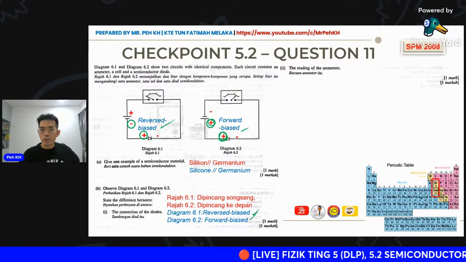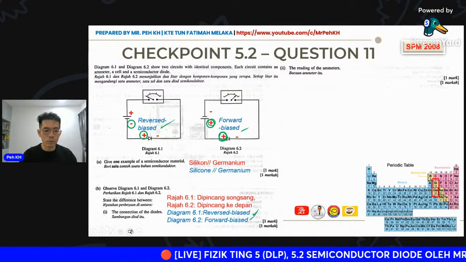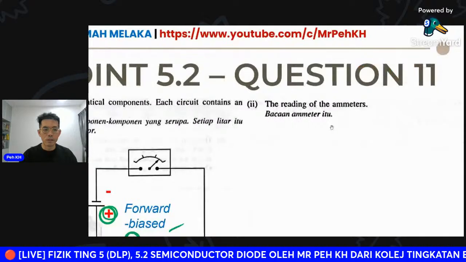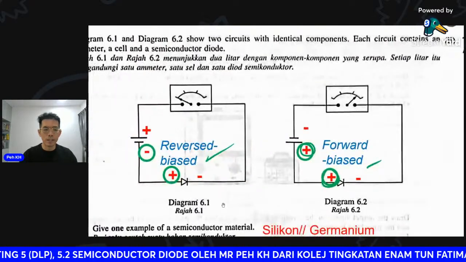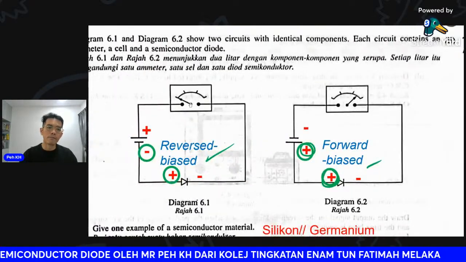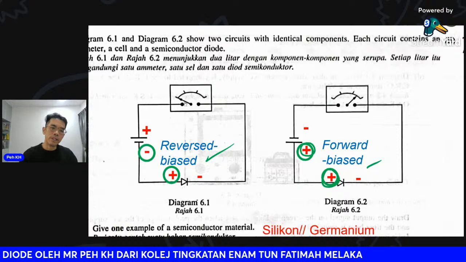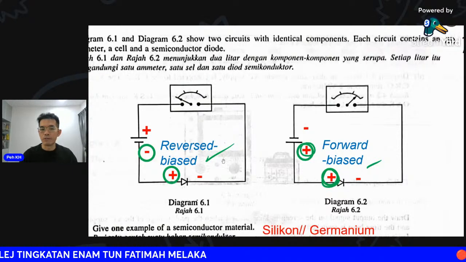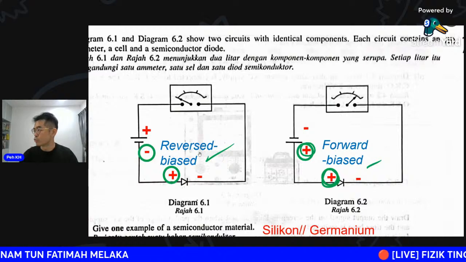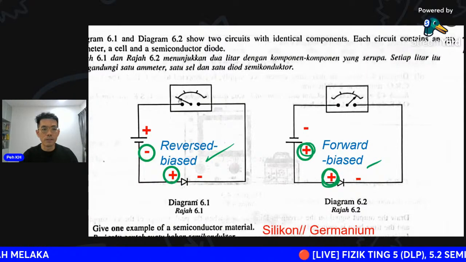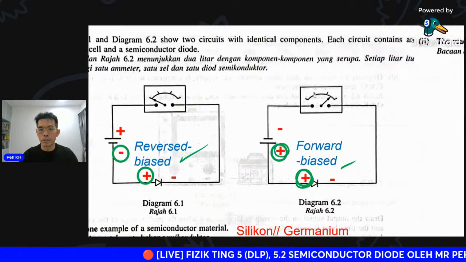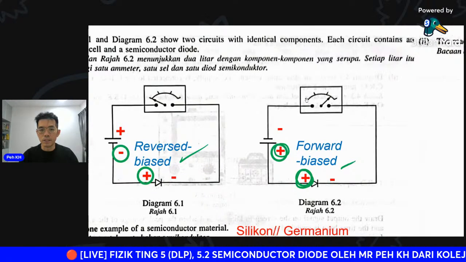Okay, so the next question asks you to read the ammeter. So here, this will be the ammeter. For 6.1, you can see the pointer showing 0, because in reverse bias, the current is not able to flow through, right? So this will be 0. Then for 6.2, here this is 0.